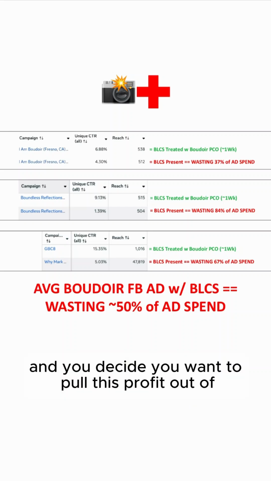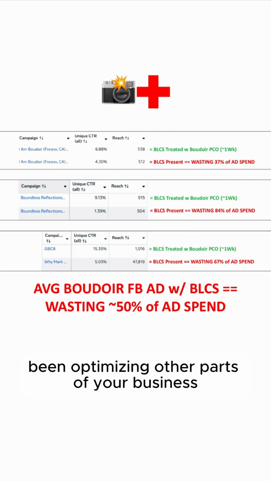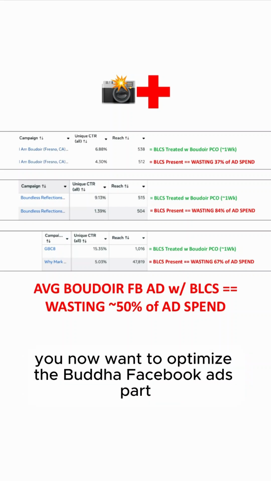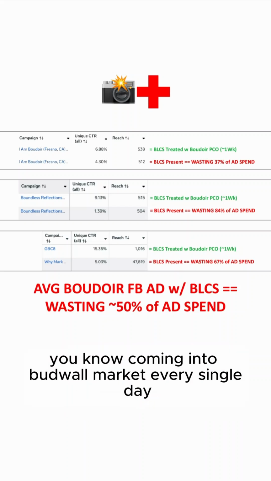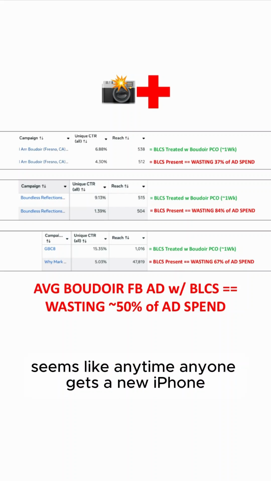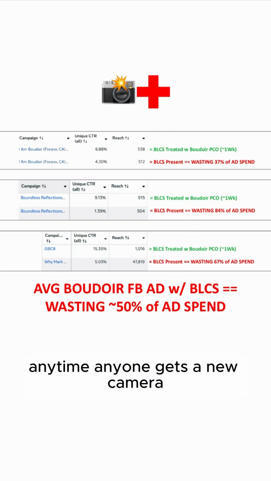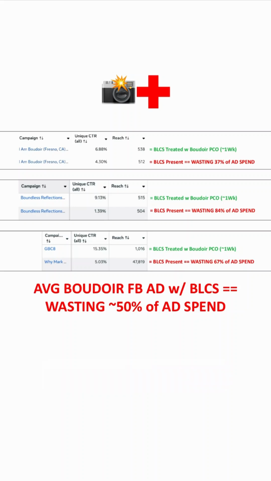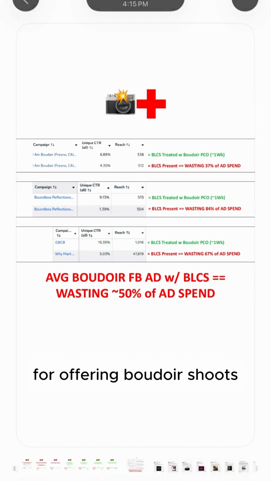And you decide you want to pull this profit out of the Facebook ads part of your business because you've been optimizing other parts of your business. So you now want to optimize the Boudoir Facebook ads part because you see more women coming into the Boudoir market every single day. Seems like anytime anyone gets a new iPhone, we got more Google My Business profiles going up. Anytime anyone gets a new camera, we're getting more Facebook posts in the mom groups for offering boudoir shoots.